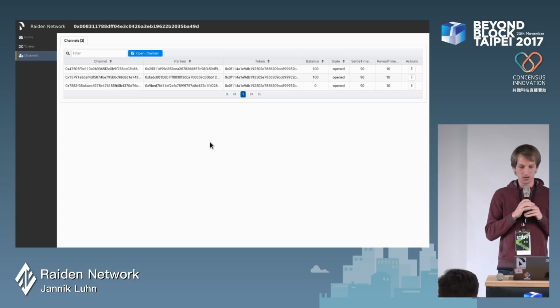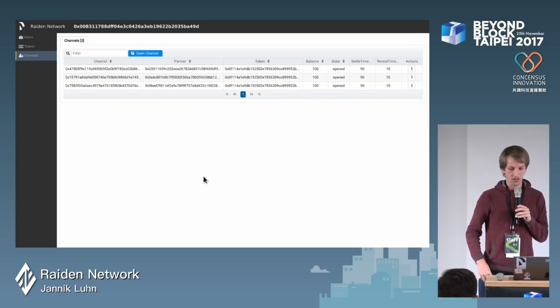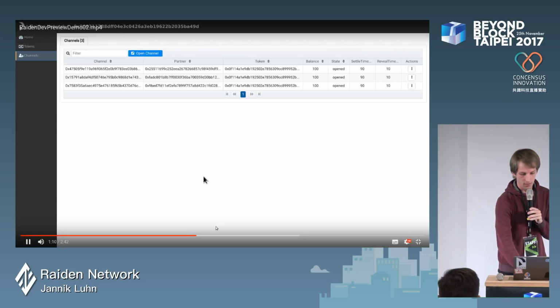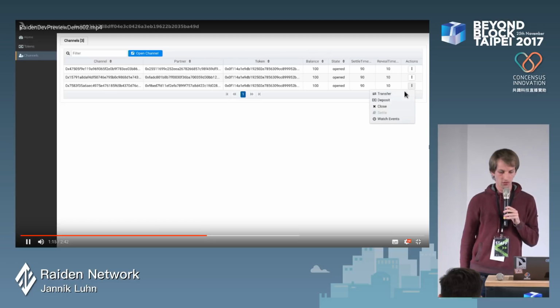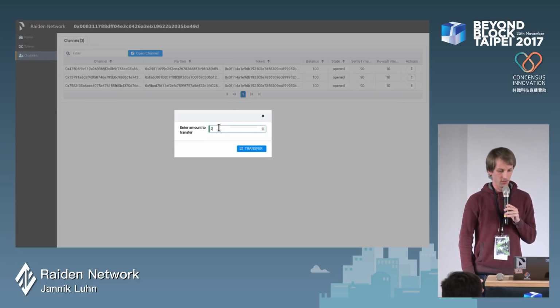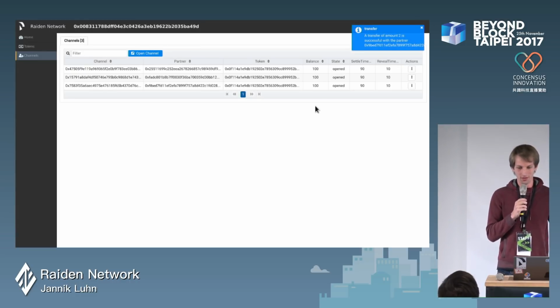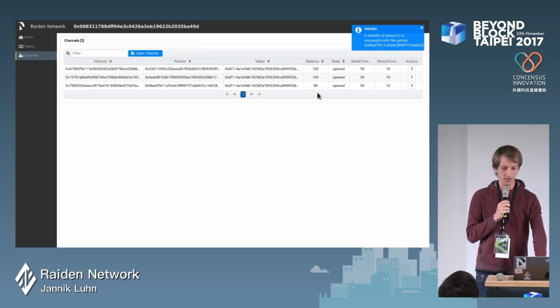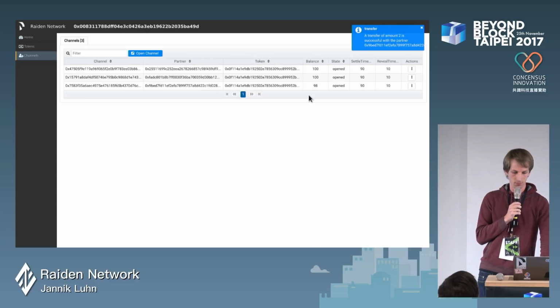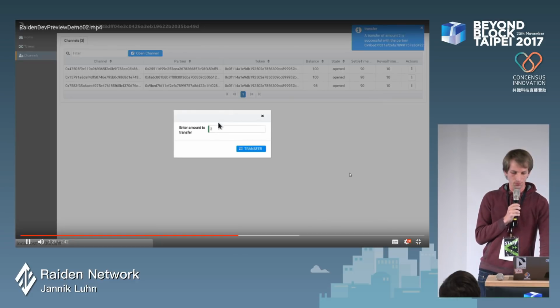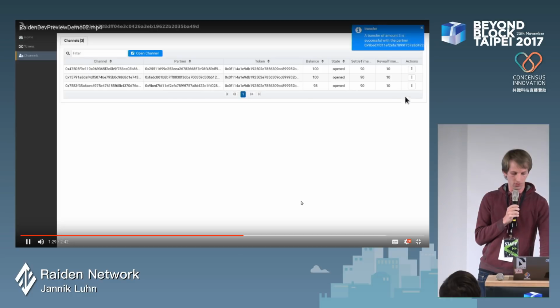Okay, and once all channels are opened, we can click on the right on Actions and start transferring tokens by simply clicking Transfer. Then almost immediately the tokens will be transferred in this payment channel. And it's doing this a couple of times.